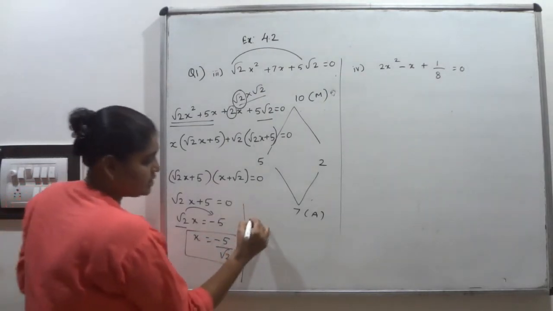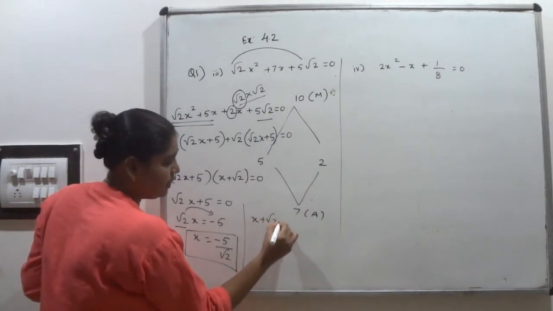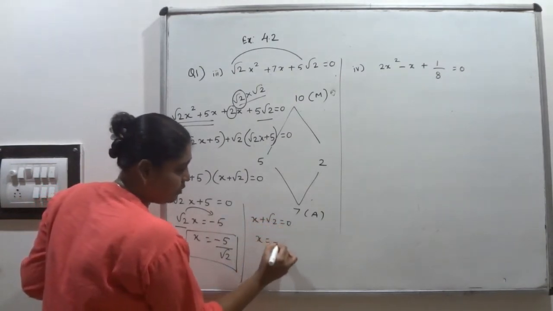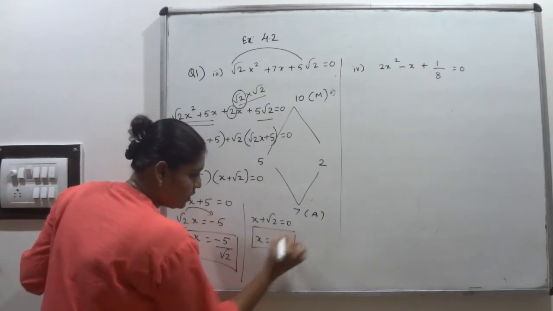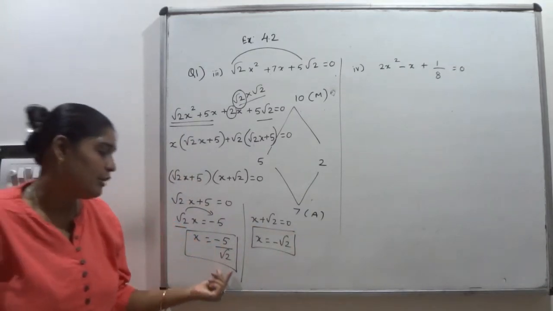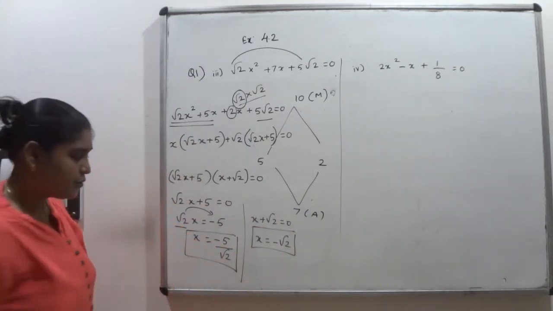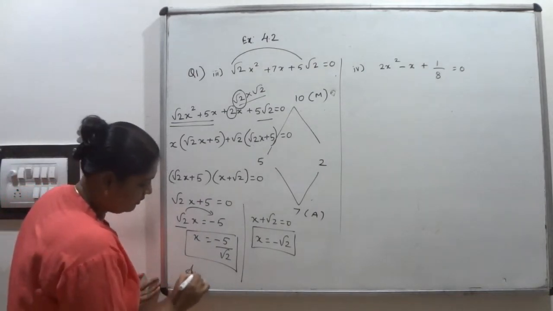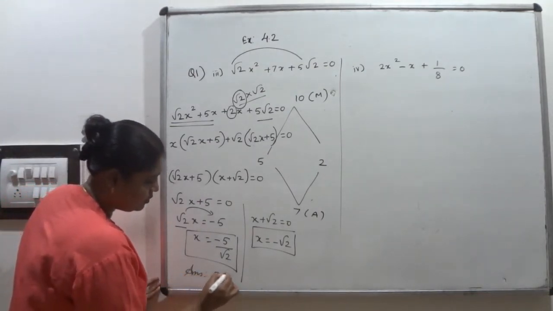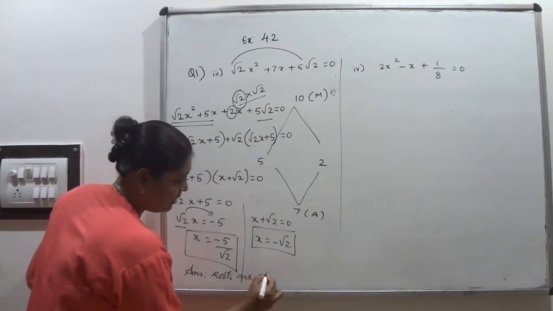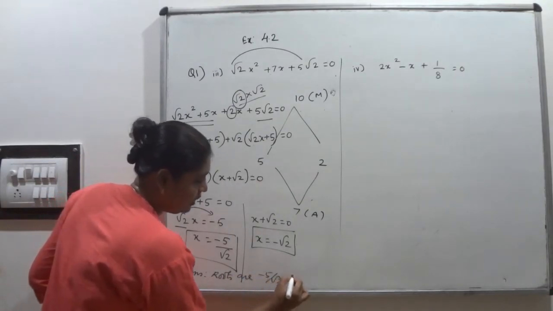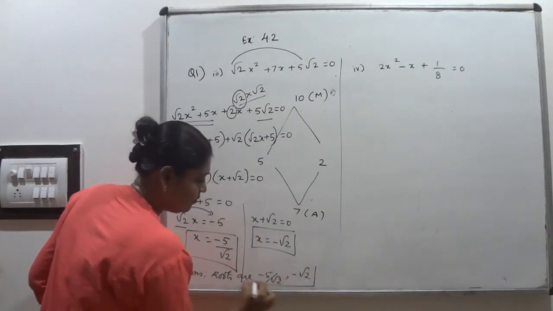So, equate the next factor, that is x plus root 2 equal to 0, so that x is equal to minus root 2. So, the roots are minus 5 upon root 2 and minus root 2. Write the answer here. Roots are minus 5 by root 2 and minus root 2.